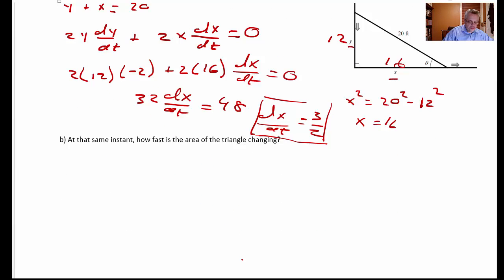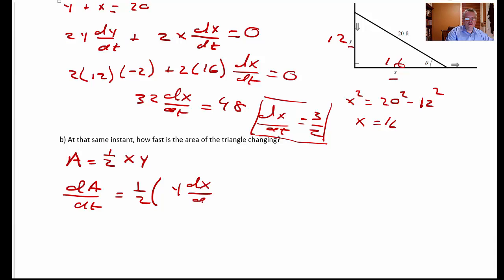Well, here, once we come up with the formula, this is going to be easy. Okay, so we have A equals 1/2 x times y, base times height. In this problem, that's the area of a triangle. So if we take a derivative, it's 1/2 times what we get when we use the product rule here. So it would be the derivative of x, dx/dt times y, or y dx/dt, plus x dy/dt. That came from the product rule.